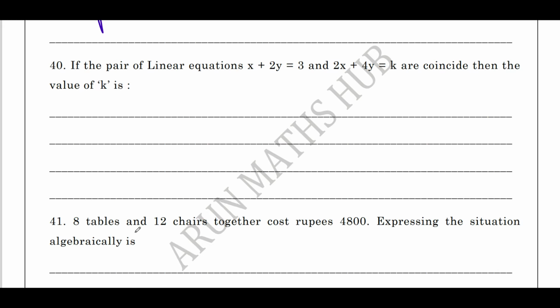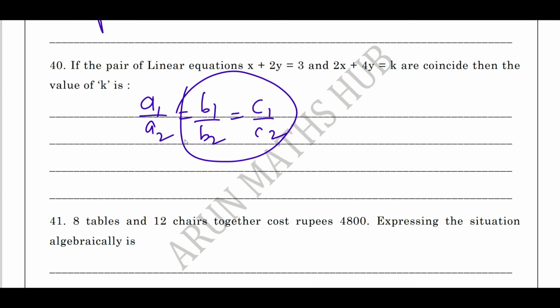If the pair of linear equations x plus 2y equals 0 and 2x plus 4y equals k coincide, the condition for coincident lines is a1 by a2 equals b1 by b2 equals what? c1 by c2. Consider the ratio b1 by b2 equals c1 by c2. Using this you can find out the value of k. What is b1? 2, b2 is 4, c1 is minus 3 and c2 is minus k. Minus will cancel out. Now cross multiply, 2k equals 4 threes are 12, k equals 12 by 2, we get 6.